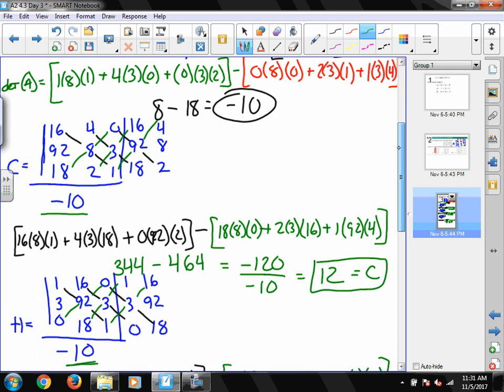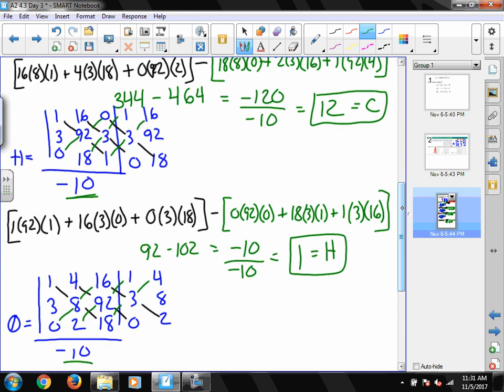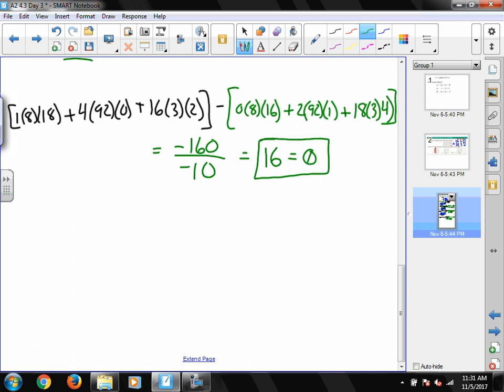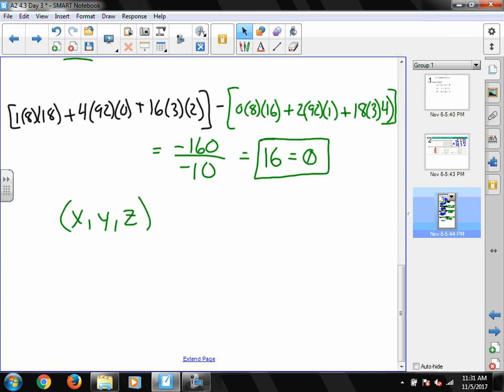In this particular problem, I don't have a problem with you guys leaving your answers like this. If we're working with X, Y, and Z, remember I'm going to want them in that ordered triple, X, Y, and Z. All right. Hopefully this makes sense to you guys.